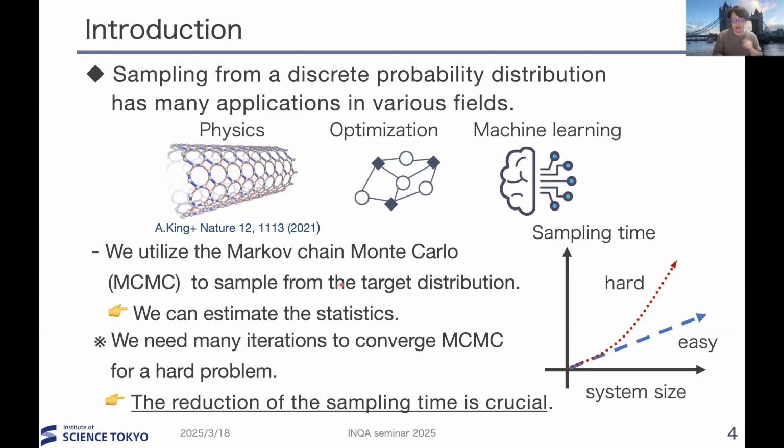But for hard problems, we need many iterations to converge MCMC. This is a schematic example: the system size versus the sampling time. For easy problems, the sampling is easy, the scaling is linear. However, for hard instances of hard problems, the sampling time scales exponentially with respect to the system size. This is a hard problem. So in the MCMC, the reduction of the sampling time is a crucial problem.